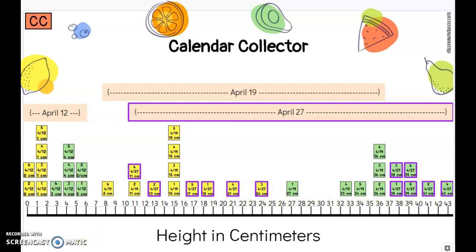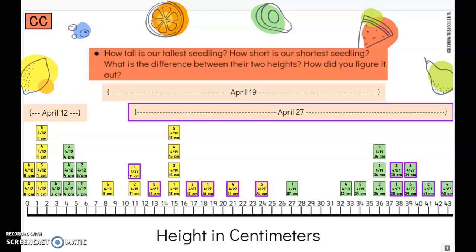Let's think a little more deeply about what we're really looking at. How tall is our tallest seedling? How short is our shortest seedling, just for today? And what is the difference between those two heights? After you find the difference, how did you figure it out? Take a moment to think.